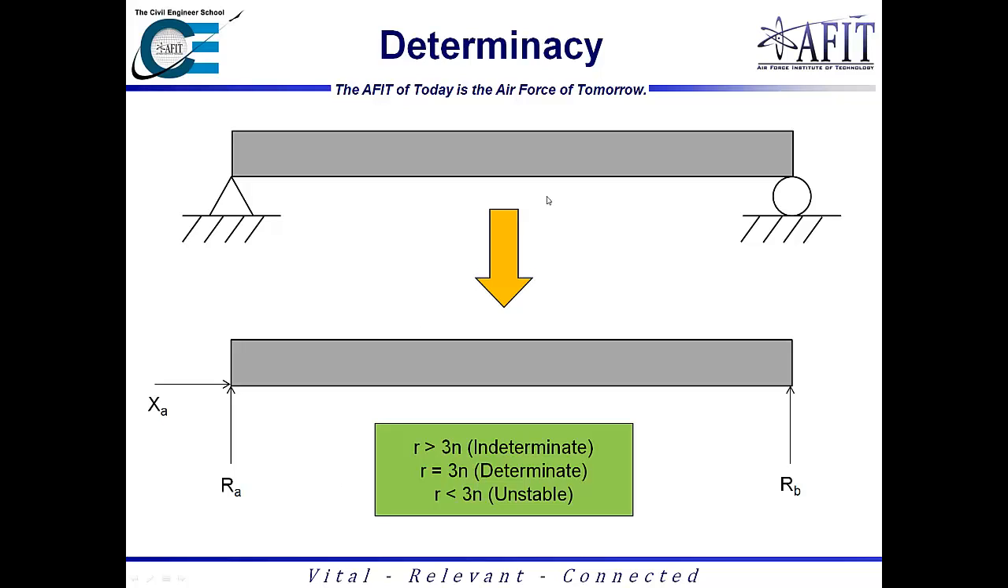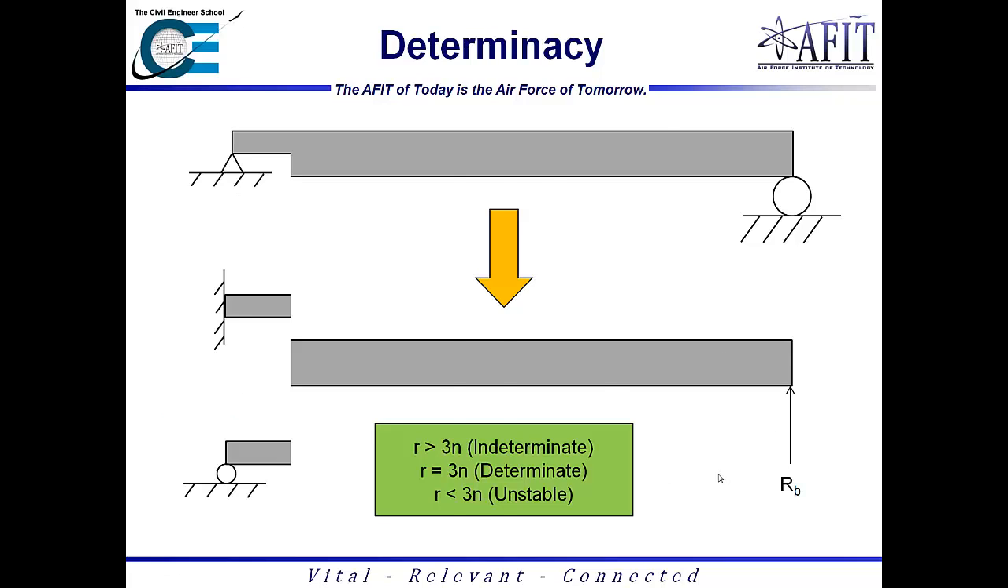Resolving this top beam up here, we have a pinned connection which has reactions in the vertical and the lateral direction as shown here. Then we have a roller connection which has only a vertical reaction. If you ever hear the term simply supported, this is the situation they're talking about. As you can tell, we have three reactions with three equations, so this would be a determinate beam that you could easily solve.